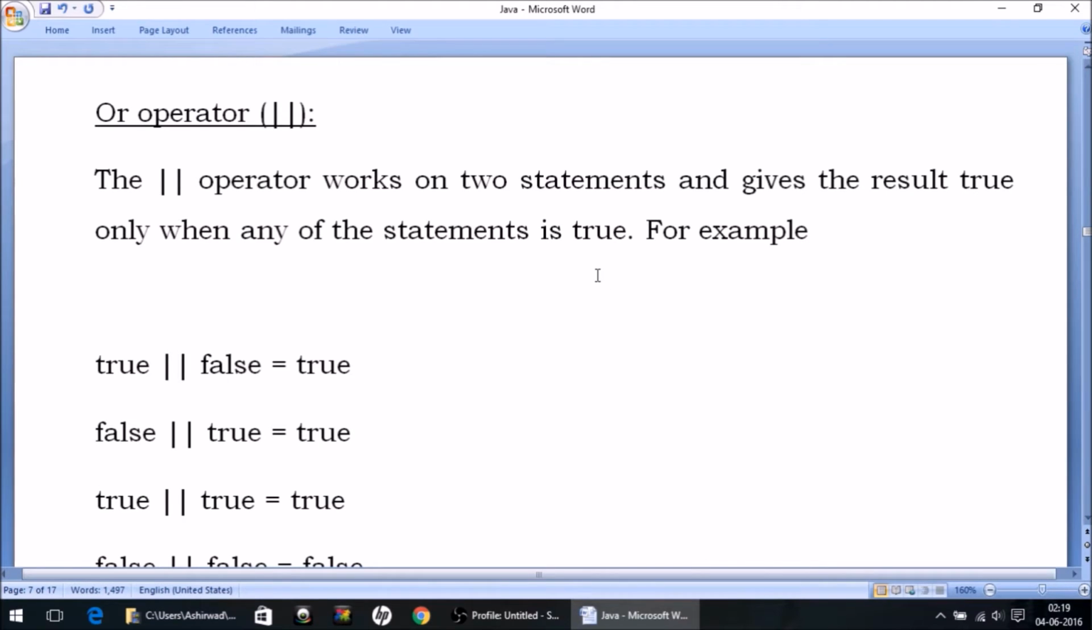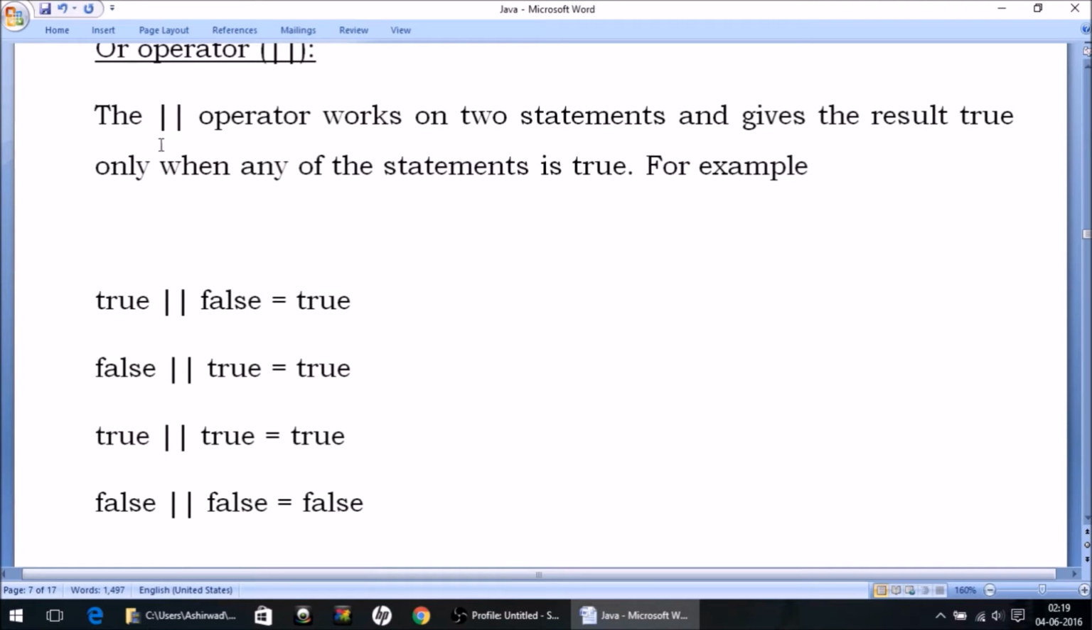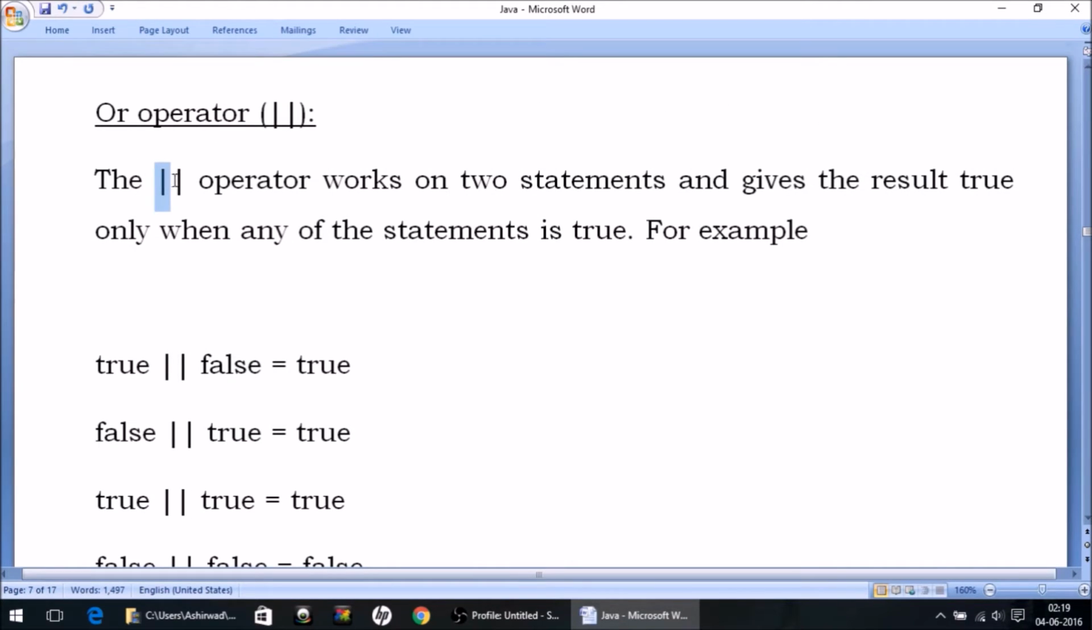The next operator is the OR operator. Its symbol is like this. This is called the pipe sign. Actually, it is positioned just above your enter key on your keyboard. So just take a look at this. And again, there is no space between these two vertical lines. So it is called one single OR operator. It also gives us either true or false, but on what condition?